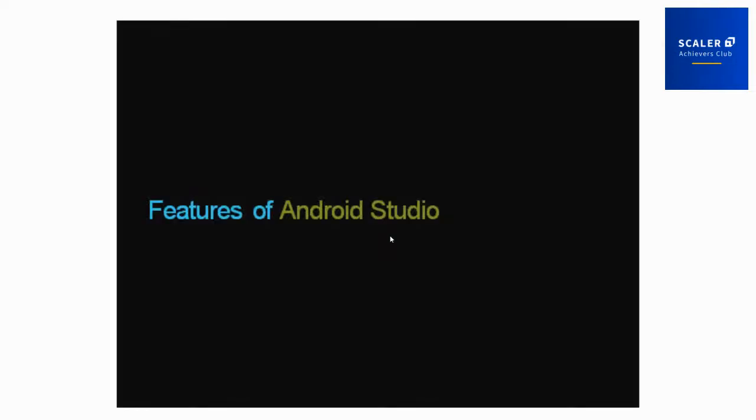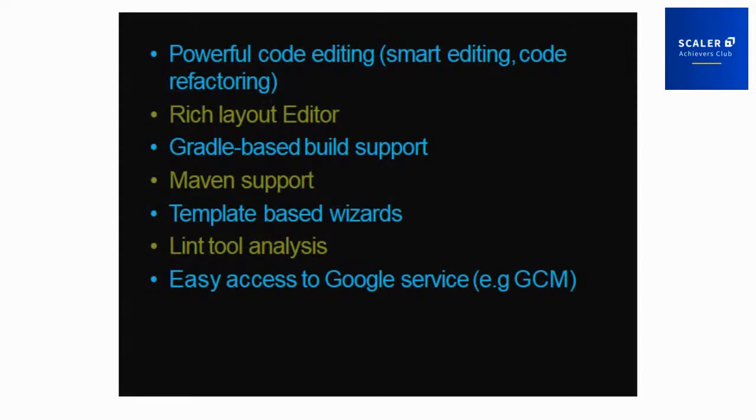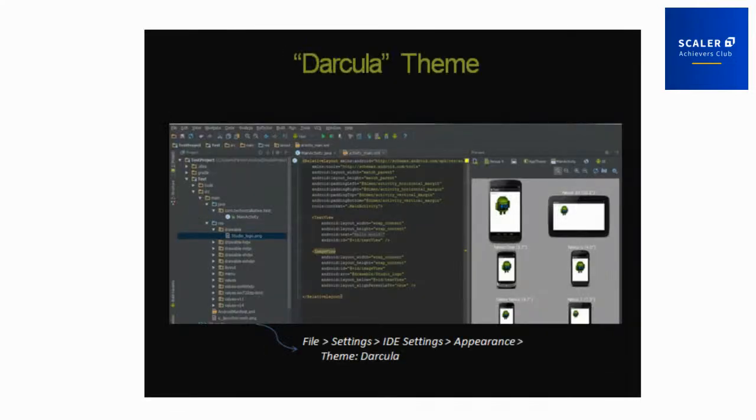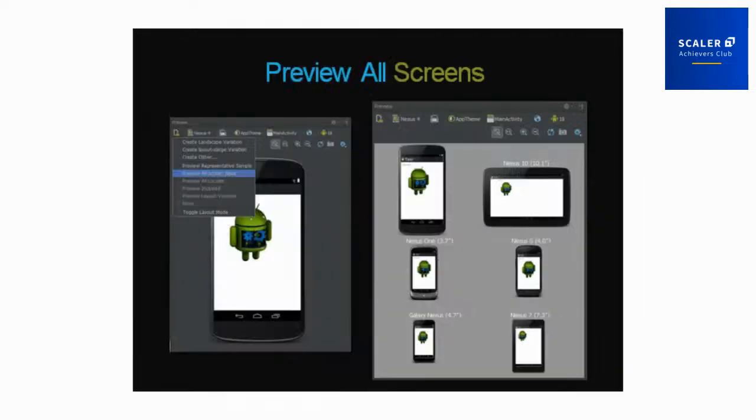Features of Android Studio. There are some cool features of Android Studio, like it has a powerful code editing feature, a rich layout editor, Maven support, and it provides easy access to various Google services and template-based wizards, right? Awesome. Next is the Darcula theme. Obviously, if you are going to build any practical app, let's say an online shopping app or something like that, you have to write a lot of code, and that dark screen makes it easier. So the Darcula theme is something which I prefer most.